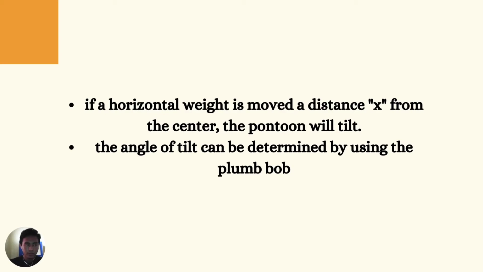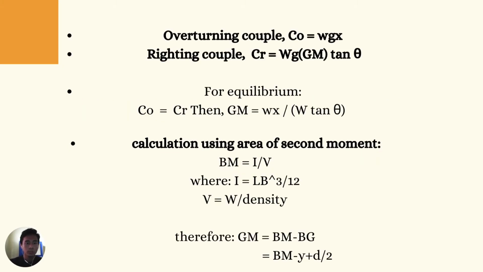In this slide, it is explained that the pontoon will tilt if the horizontal weight is moved a distance x from the center, which the pontoon will produce an angle of tilt that can be determined by using the plumb bob.